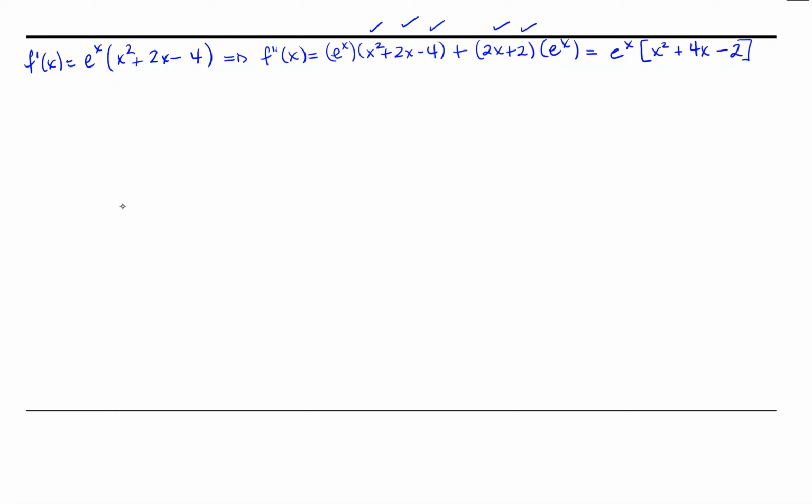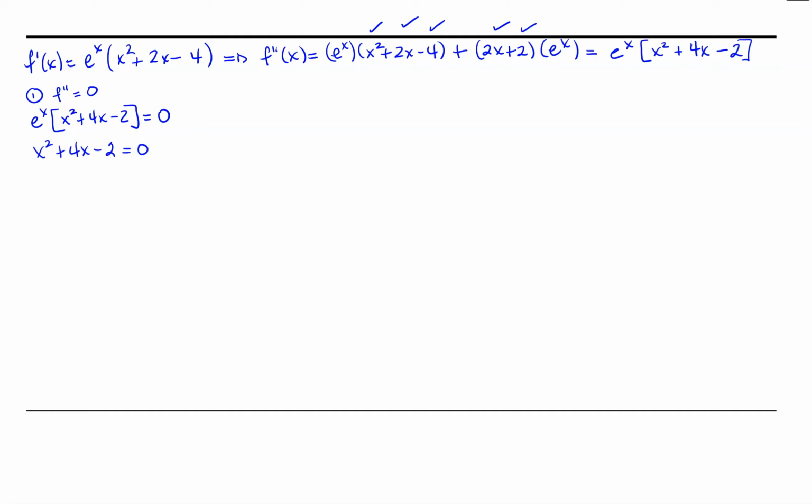Now we investigate the presence of critical points. So the first location or source of critical points is where our second derivative is equal to 0. That means e to the x times the quantity x squared plus 4x minus 2 equals 0. Note that e to the x is never 0. So the only source of solutions for this equation is when we have x squared plus 4x minus 2 equal to 0.